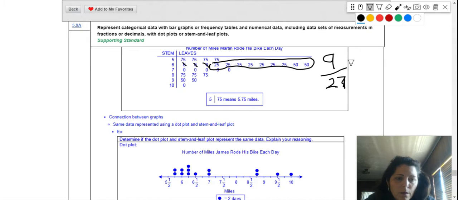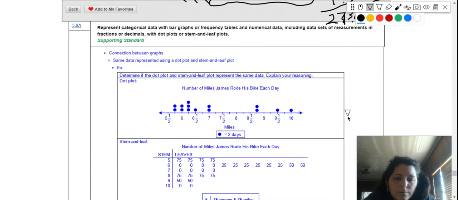Anytime we have a fraction, if we can reduce it, we reduce it. So we divide the top and the bottom number by the same thing. I know that 9 and 27 are both divisible by 9. What I do to the top, I do to the bottom. So I'm going to divide the top and the bottom by 9. 9 divided by 9 is 1, and 27 divided by 9 is 3. So I know that 1/3 of the time he rode his bike more than 6 miles and less than 7 miles. So I'm able to look at the data and really analyze it.